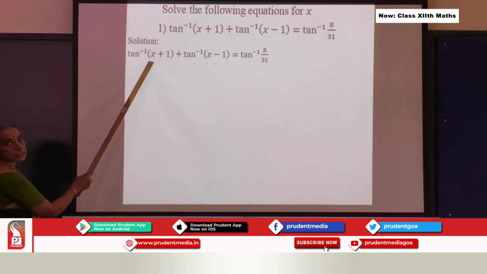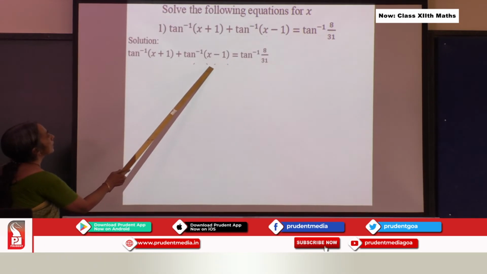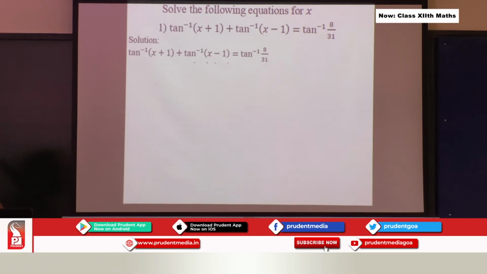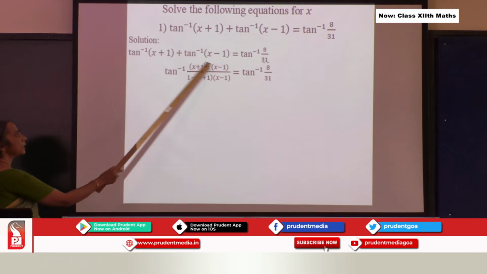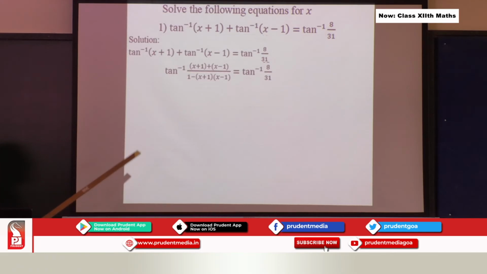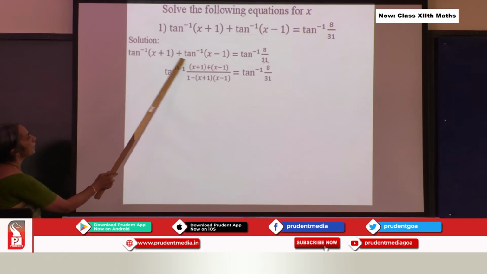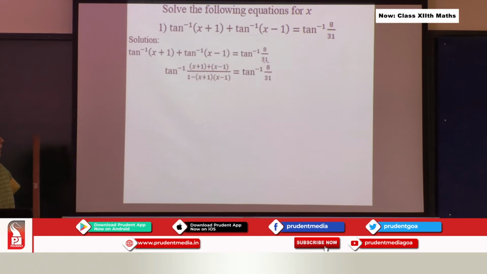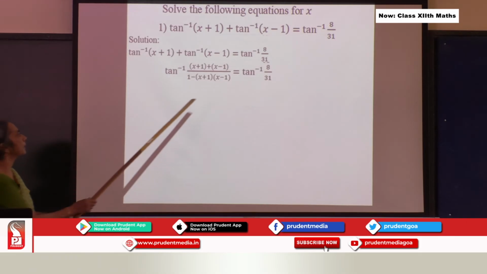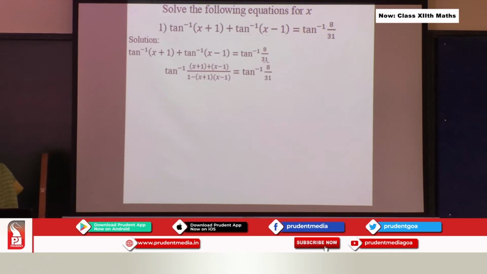So here, tan inverse of x plus 1 plus tan inverse of x minus 1 is equal to tan inverse of 8 upon 31. That is the given equation. I have written it once again. Now, here we can use a property: tan inverse of x plus tan inverse of y is tan inverse of x plus y upon 1 minus xy. Using that, instead of x you have x plus 1, instead of y you have x minus 1. So, tan inverse of x plus 1 plus x minus 1 upon 1 minus x plus 1 into x minus 1 is tan inverse of 8 upon 31.